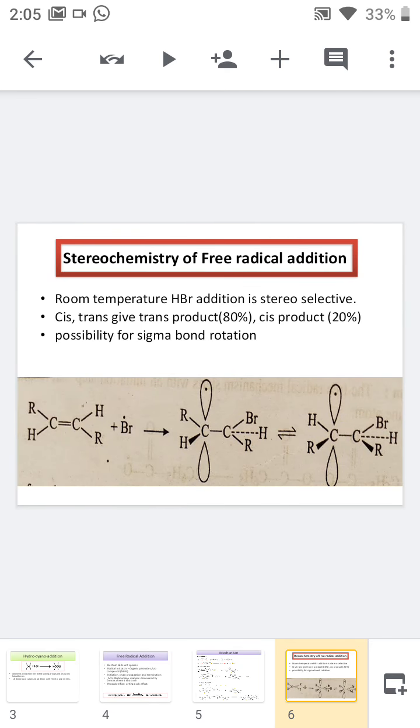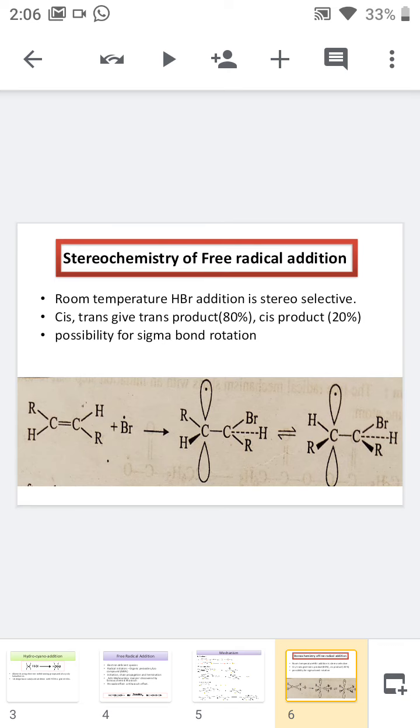Now we are moving into the stereochemistry of the free radical addition. At room temperature, if you are adding HBr to an alkene, that is a stereoselective reaction. We have already discussed what a stereoselective reaction means. It means that if you are doing an experiment on both isomers, say in the case of an alkene, the reaction is done on both the cis and trans variety. If we get two products for each of the isomers, we call it a stereoselective reaction.